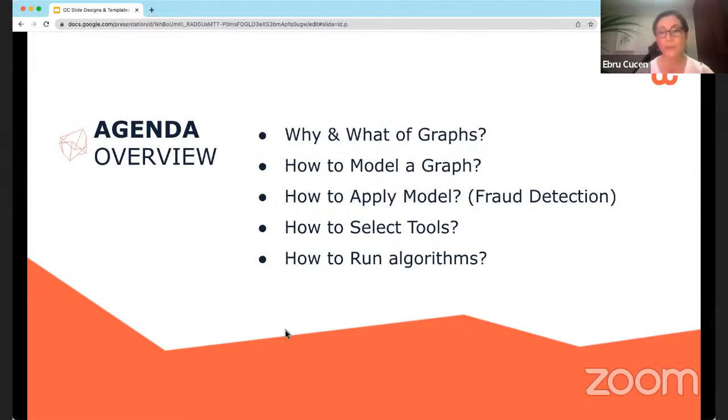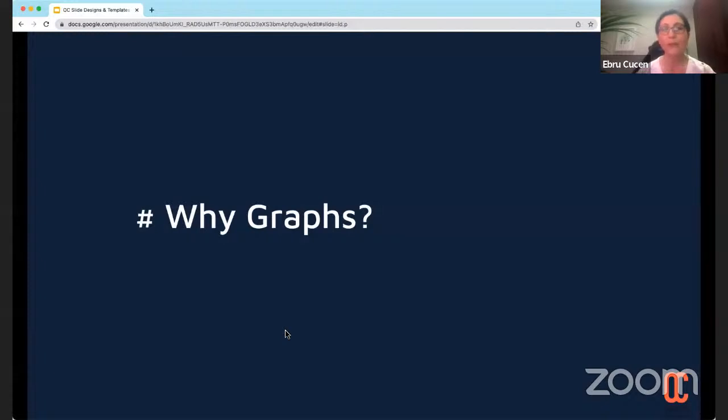How to select the tools. There are a couple of tools available on the market. Some of them are good for different reasons, so we will go through them. And also, how do we run the algorithm? So this is a basic graph, more of graph algorithms in terms of the analytics, but we will walk through the code as well. So why graphs?